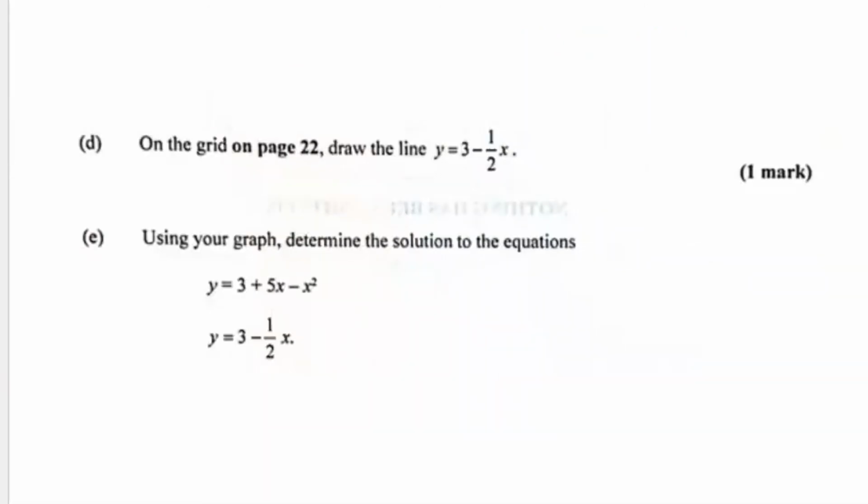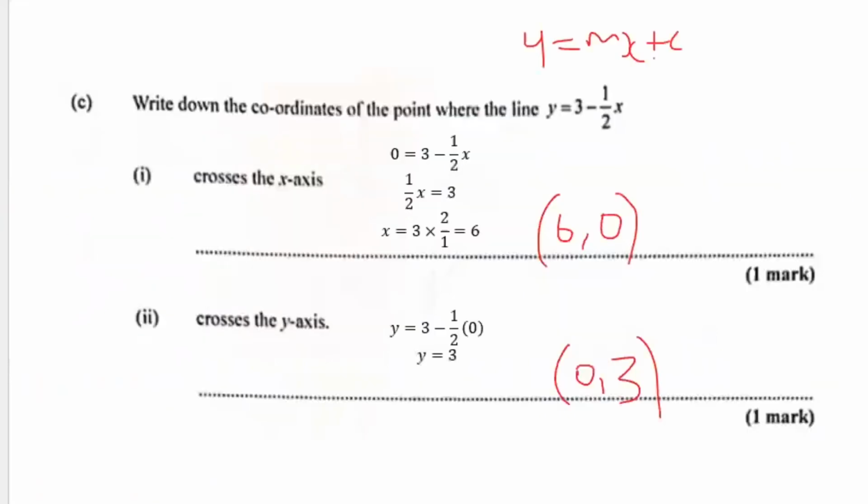Part D now says, on the grid, which would be the one that we plotted, draw the line y is equal to 3 minus a half x. So on the graph, we're going to plot the points that we just identified. Remember when you're drawing a straight line, all you really need are 2 different coordinates that are very far apart in order to plot your straight line.